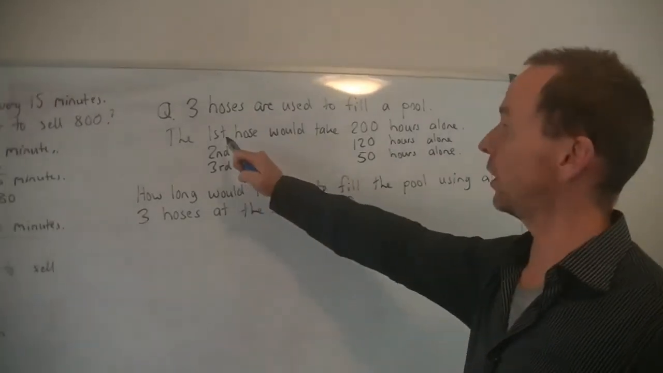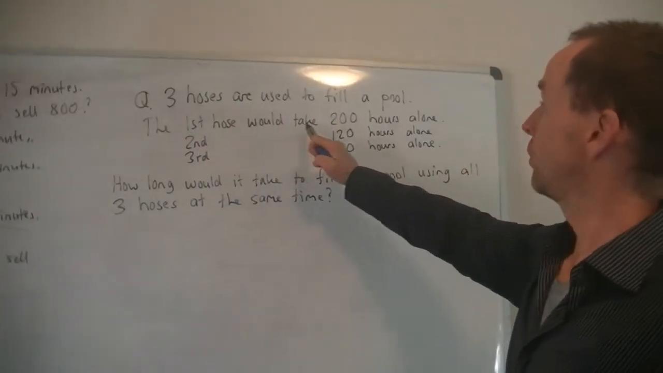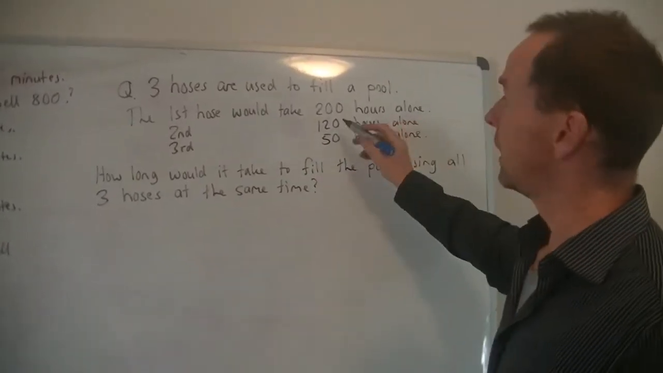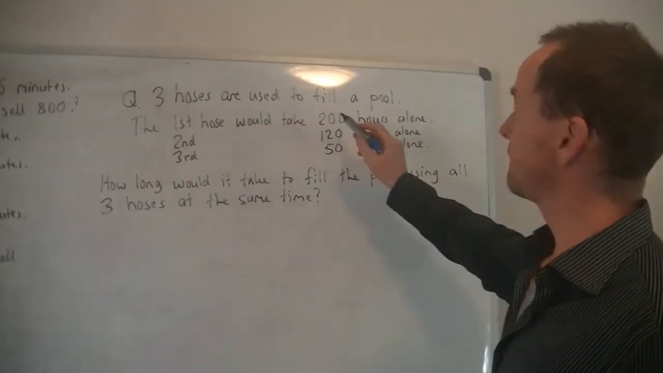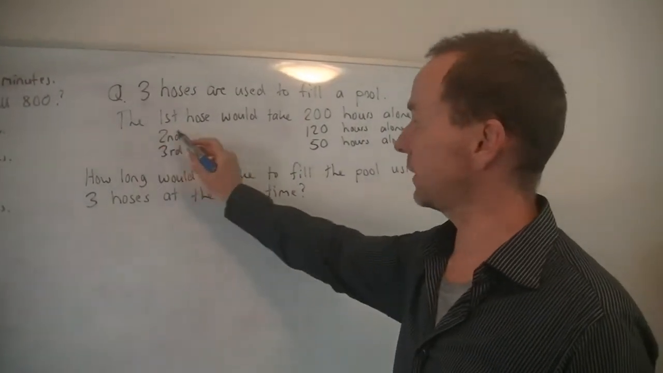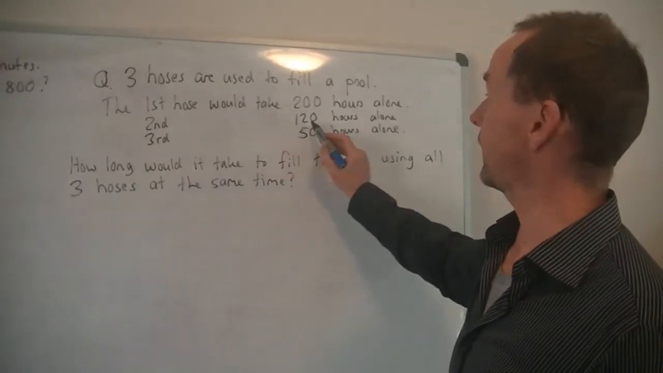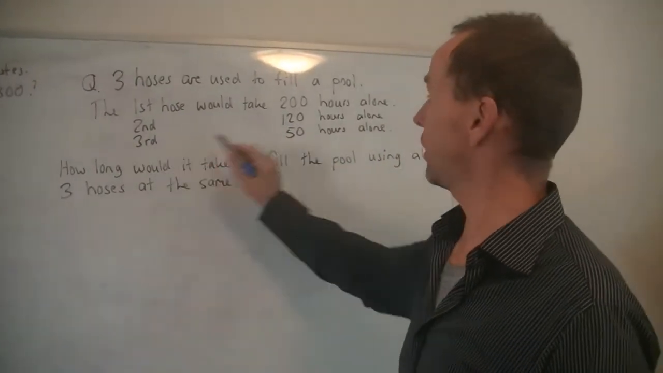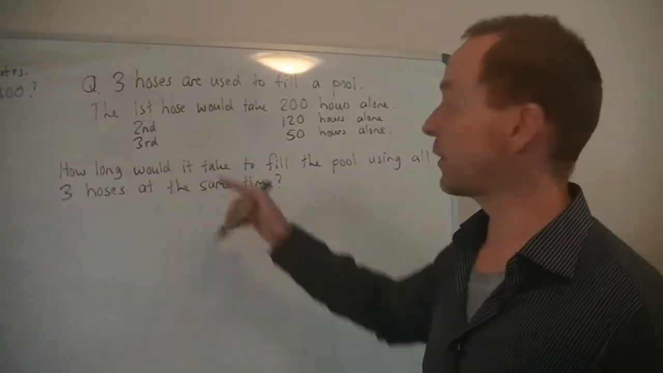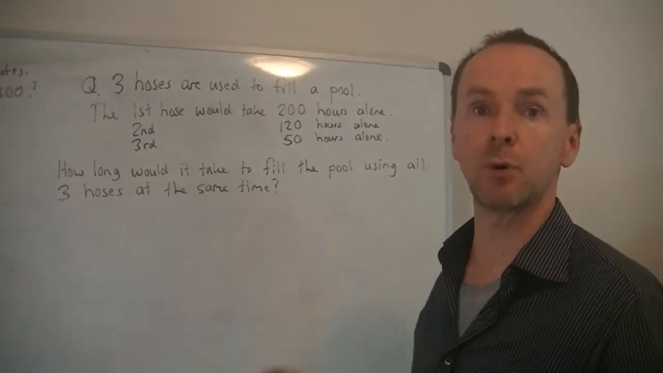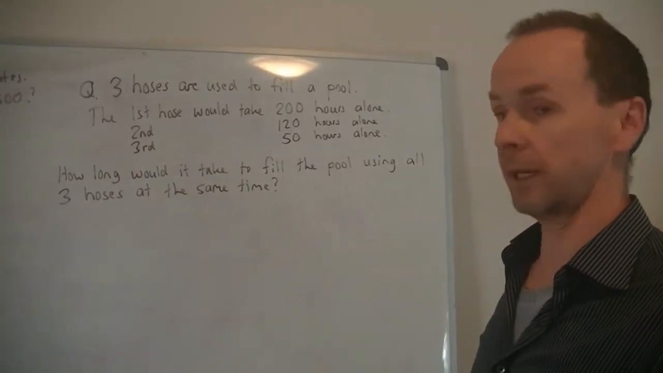Now the information we've got: the first hose would take 200 hours to fill the pool by itself. It says alone, so if we just use the first hose, it'll take 200 hours to fill that pool. The second hose would take 120 hours by itself to fill that pool. And the third hose would take 50 hours. So the third hose is actually quicker, so it's actually a bigger hose. It's letting more water go into the pool more quickly.